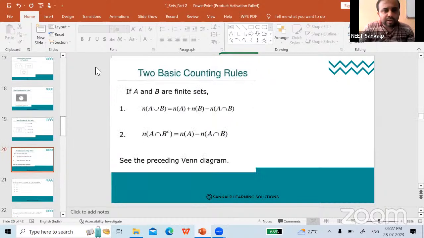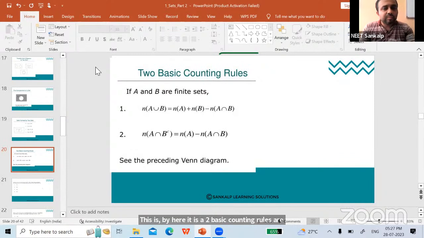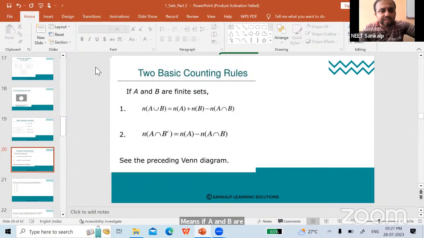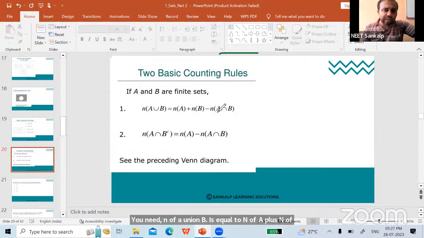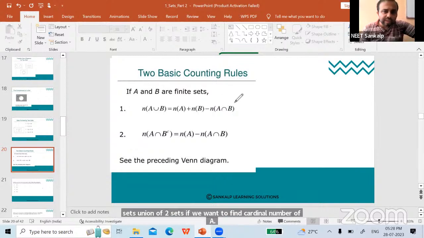There are two basic counting rules. If A and B are finite sets, then the cardinal n of A union B is equal to n of A plus n of B minus n of A intersection B. That means, for the union of two sets, to find the cardinal number we take the cardinal number of A plus the cardinal number of B minus the cardinal number of A intersection B.